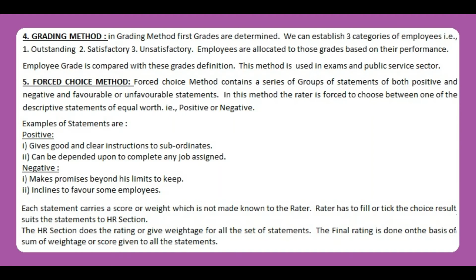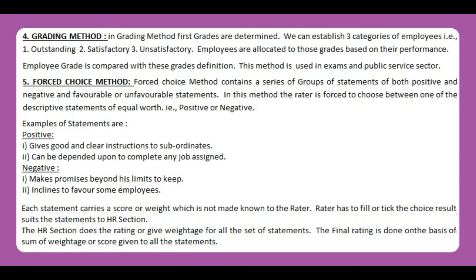If an employee did good performance, he reached the target and he did above the target work, he is going to be given the outstanding level. And if a person did good performance, he is going to be given the satisfactory level. If an employee is not up to the mark, he is allotted the unsatisfactory level. So employees are allocated to these grades based on their performance. Employee grade is compared with this grade definition. Mostly this method is used in exams and the public sector.